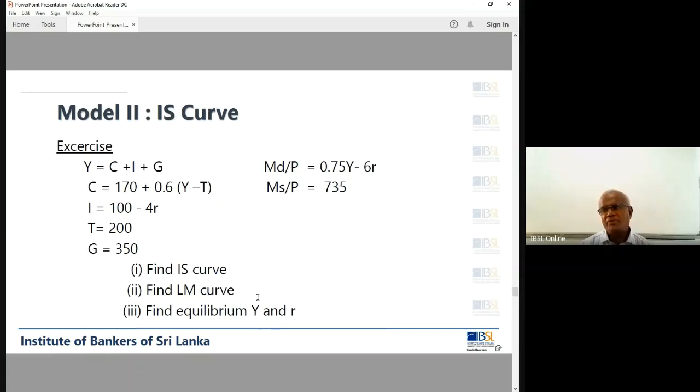I will give you 5 minutes to work this out. Can you do that? Please start. First, you derive the IS curve: substitute C, I, G, T. Then the LM curve: demand equals supply. Then you have the equilibrium. Can you work it out? 5 minutes' time, then I will work it out again. Okay. Thank you.